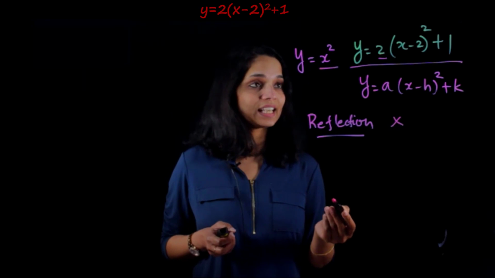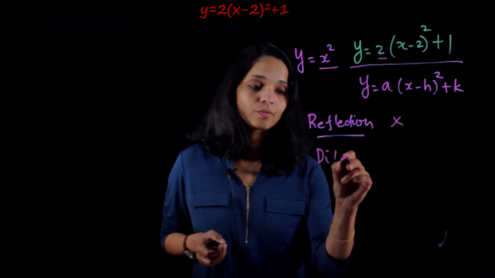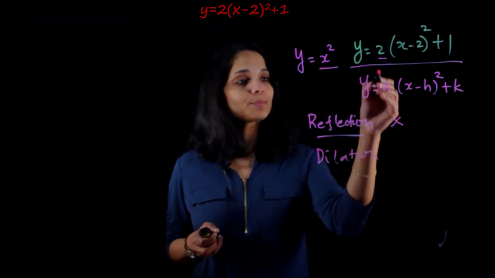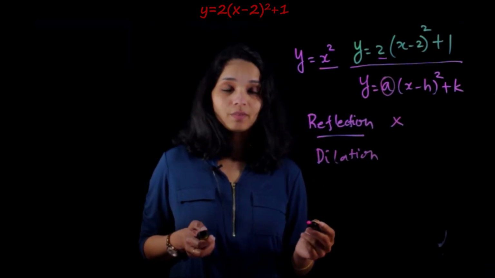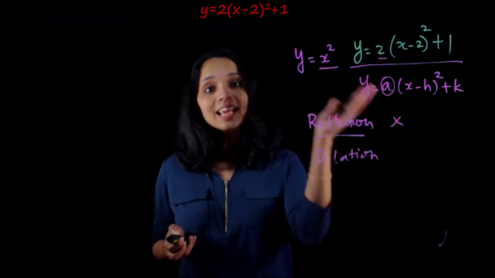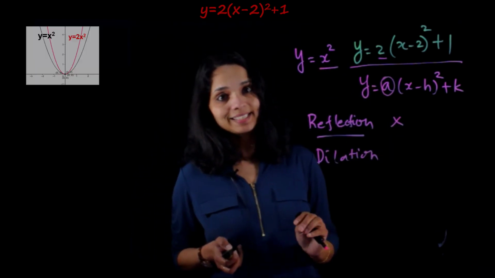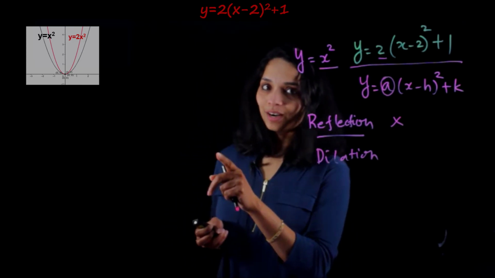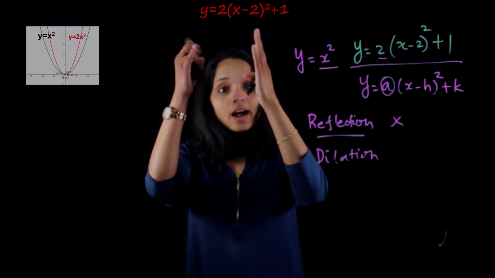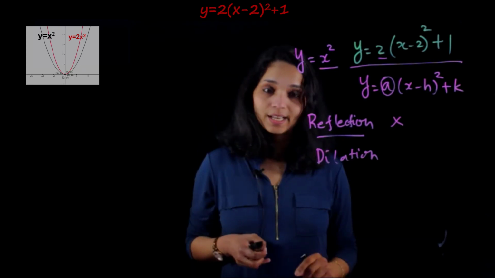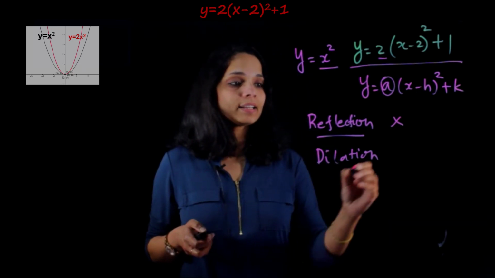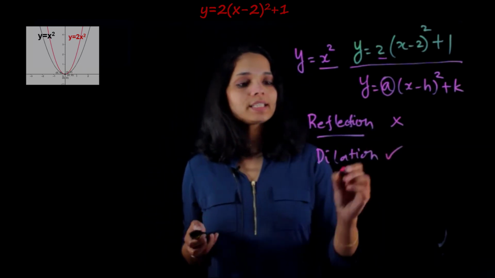Now let's see if there is any dilation, whether the graph is wider or narrower than y equals x². That's determined by the size of a, the numerical value of a, which is 2 here and was 1 in y equals x². That means it's dilated by a factor of 2 from the x-axis. So the graph looks like the red one, where the values of y are a little higher compared to y equals x². It's closer to the y-axis. And the next one is the translations.